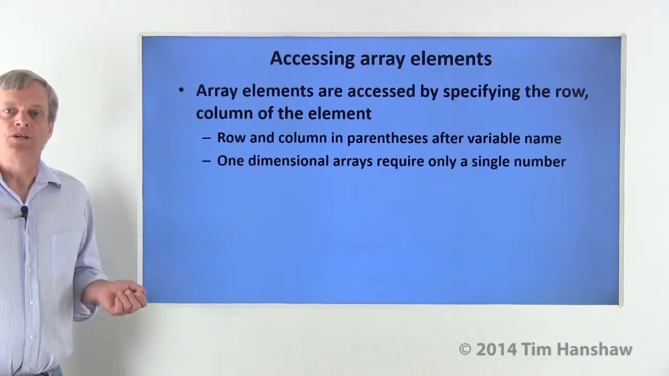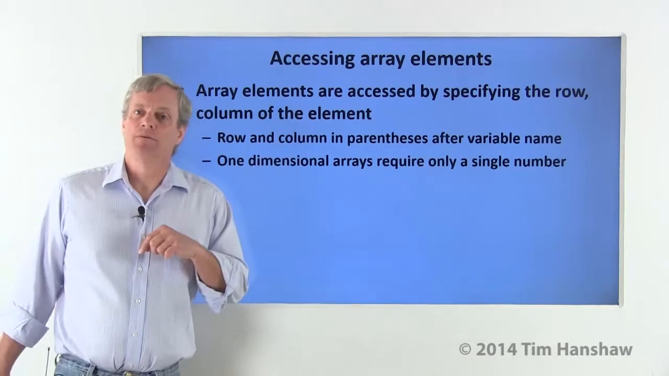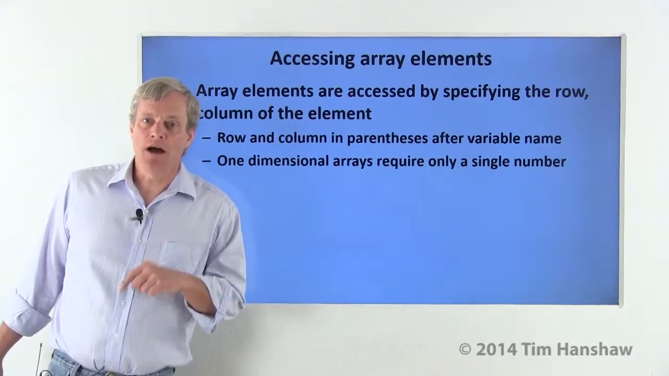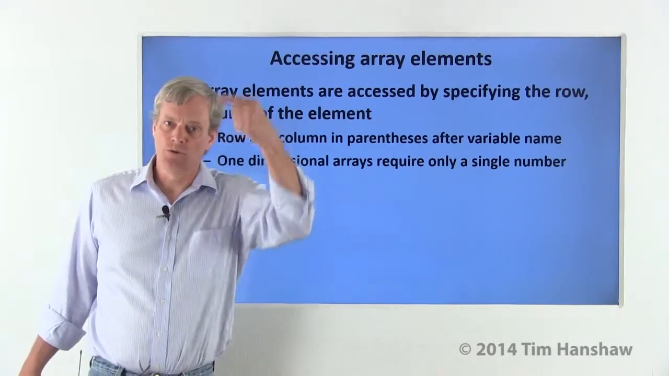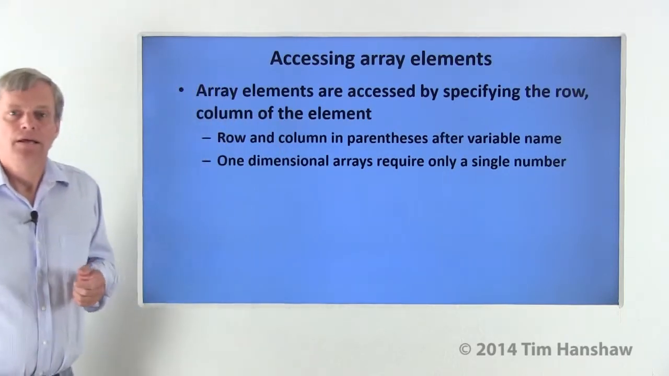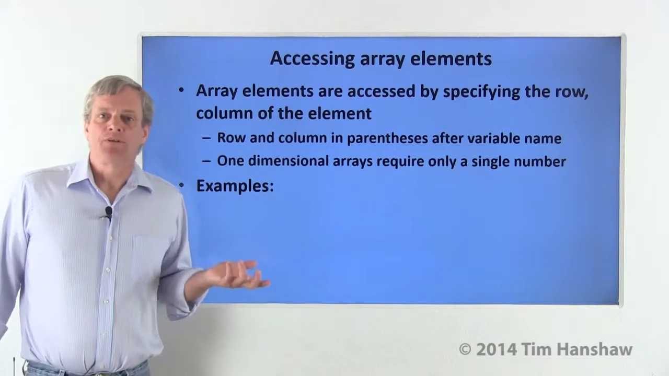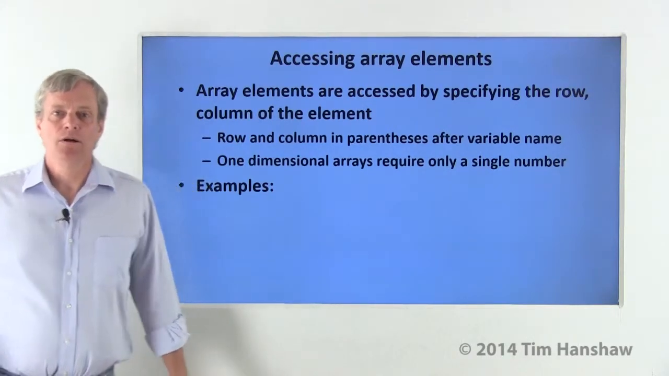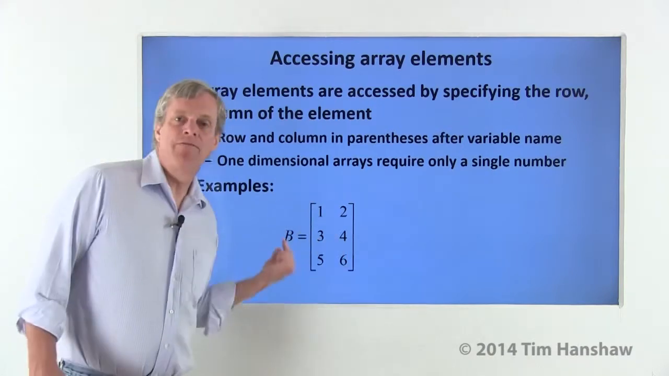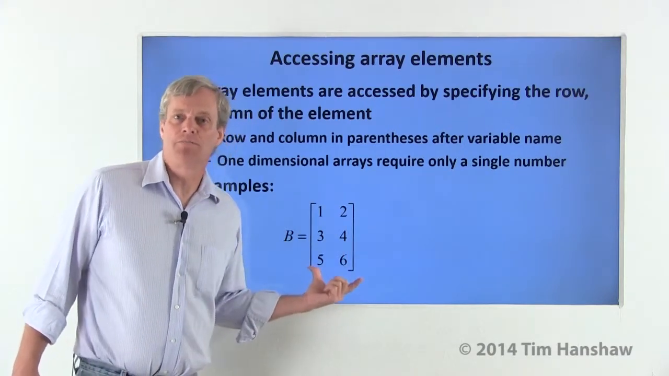Elements of a one-dimensional array can be addressed by a single number. If the array has a single column, you use the row number. If the array has a single row, use the column number. Let's walk through a couple of examples here first, and then we'll do some demonstrations using MATLAB. First, suppose that we have this array already created in the workspace.